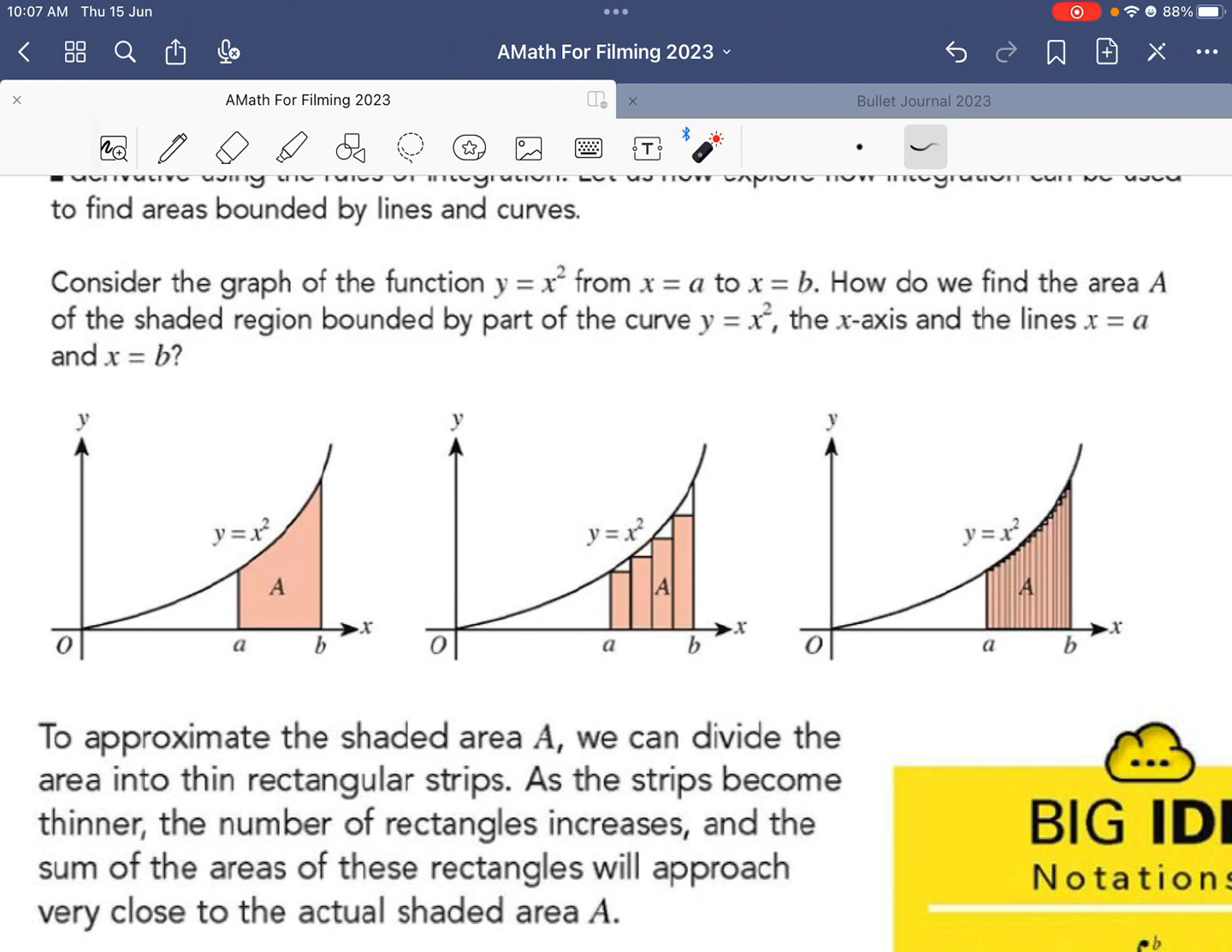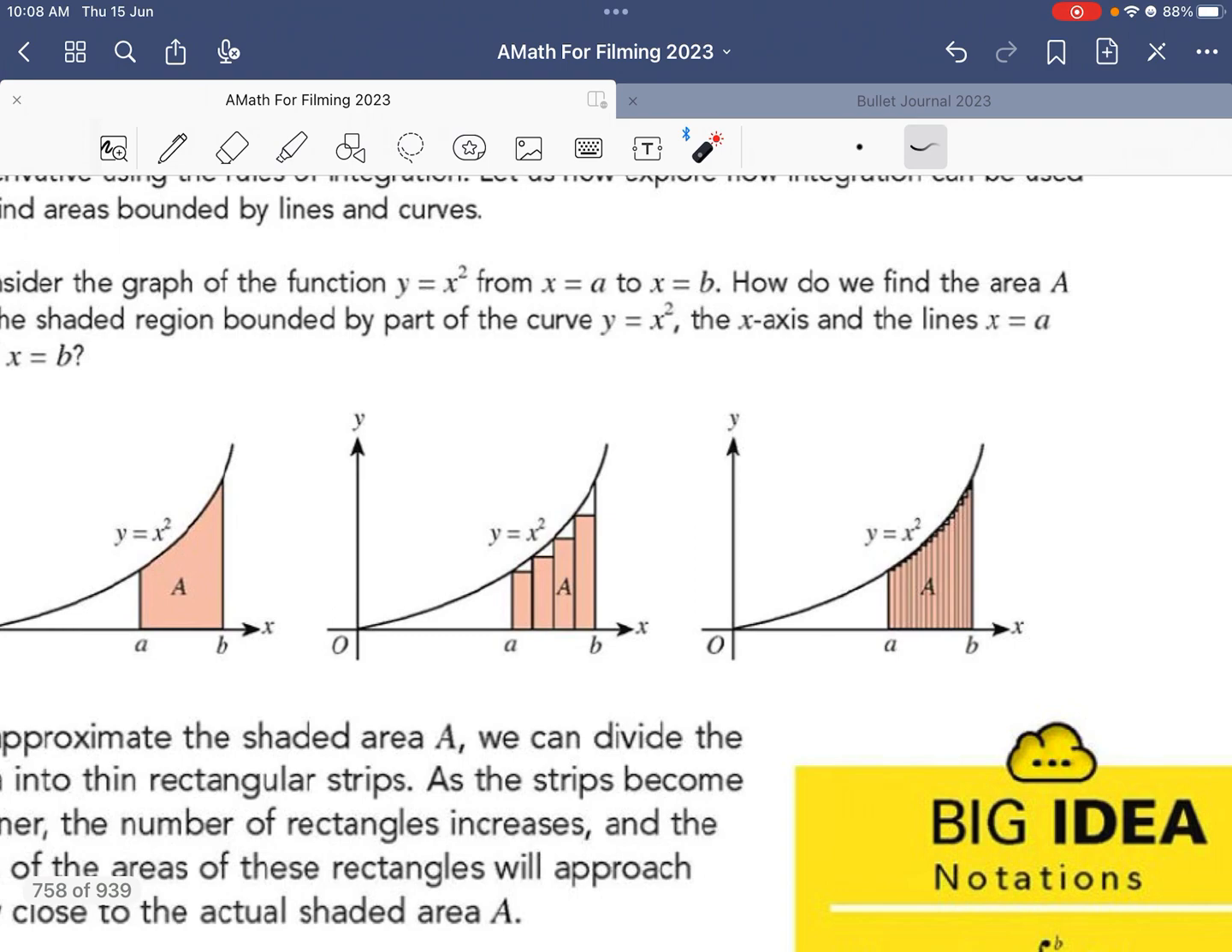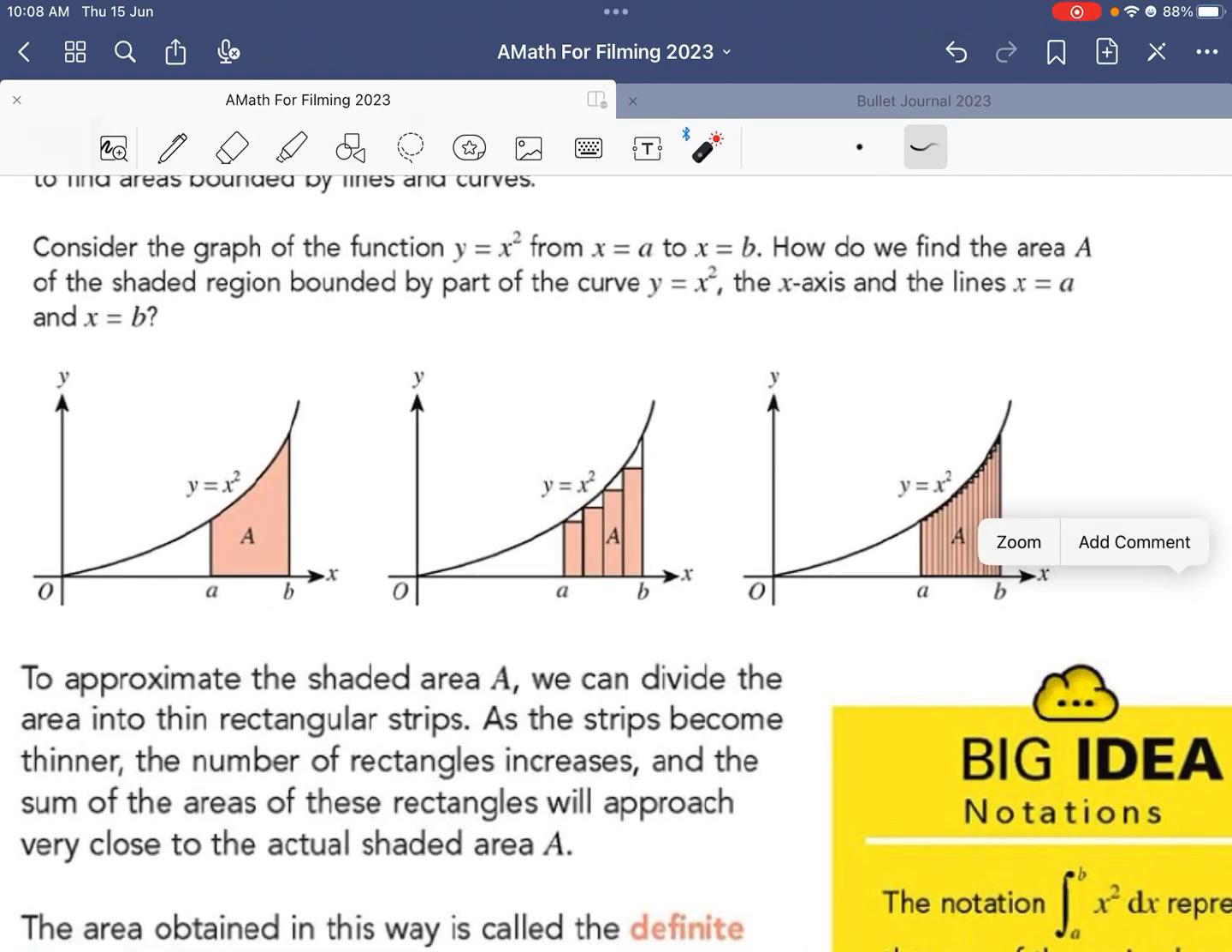For example, given here, this is the curve y equals x squared as shown here. If I want to find the area under the curve, what can I do? Here what they show you is that they draw these small rectangles. You add the areas of these rectangles, 1, 2, 3, 4, and it approximates the area under the curve from A to B. But if you draw smaller rectangles, you notice that the white spaces actually become smaller and smaller. So this is what we are doing when we integrate from A to B.